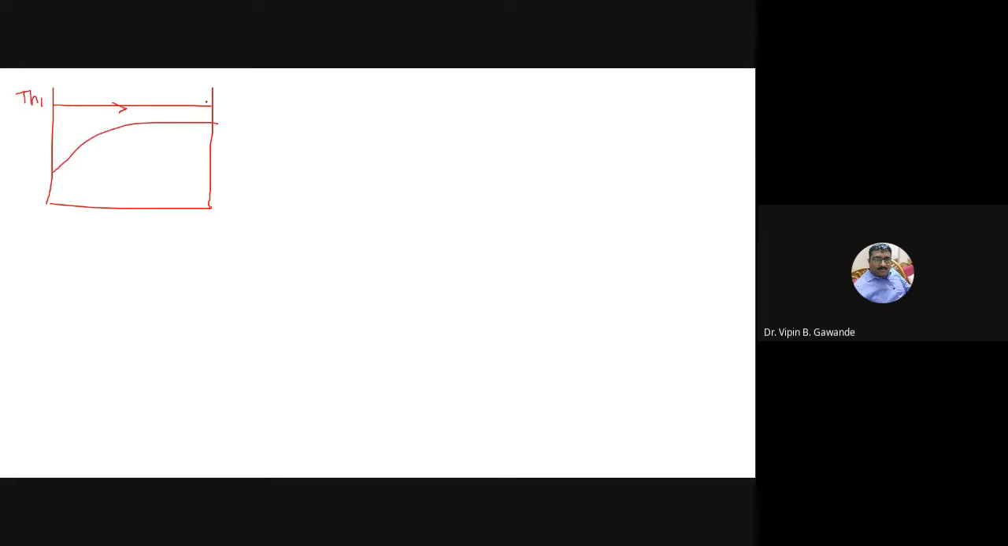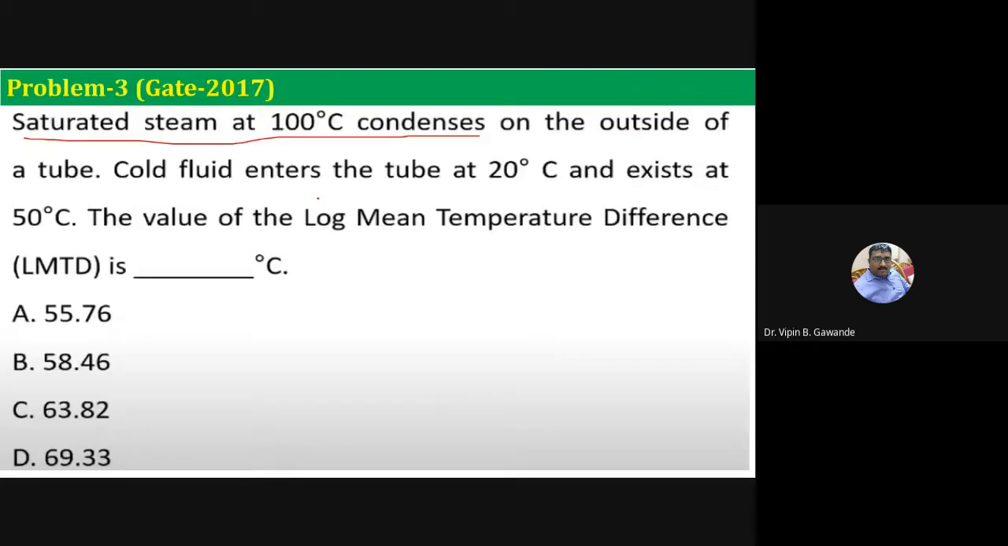So this is TH1, which is equal to TH2. And this is TC1 for the condenser, and this is TC2 for the condenser. This is theta 1 and this is theta 2. This is the diagram for the condenser.